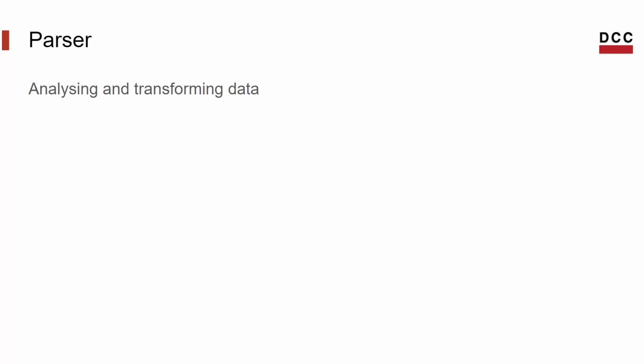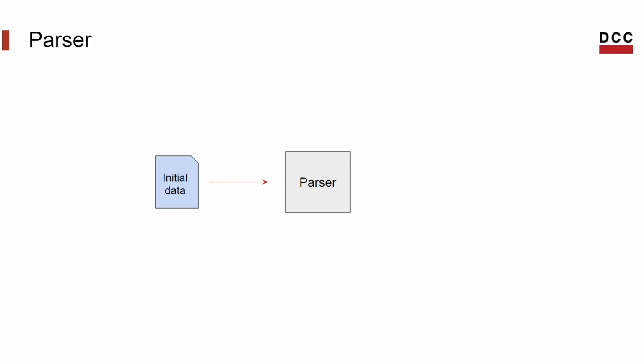So a parser can be viewed as a function that receives an initial data, and if this data follows the rules defined in the parser, it will generate a final data. And if not, it will generate an error.